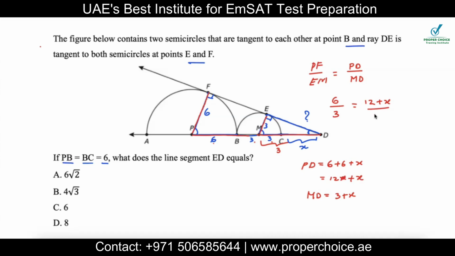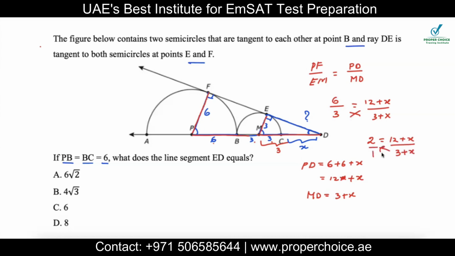6 over 3 is equal to 12 plus x over 3 plus x. Now just solve for x by cross multiplication. Before cross multiplying, 6 divided by 3 is going to be 2. Make it simpler further: 2 is equal to (12 plus x) divided by (3 plus x).